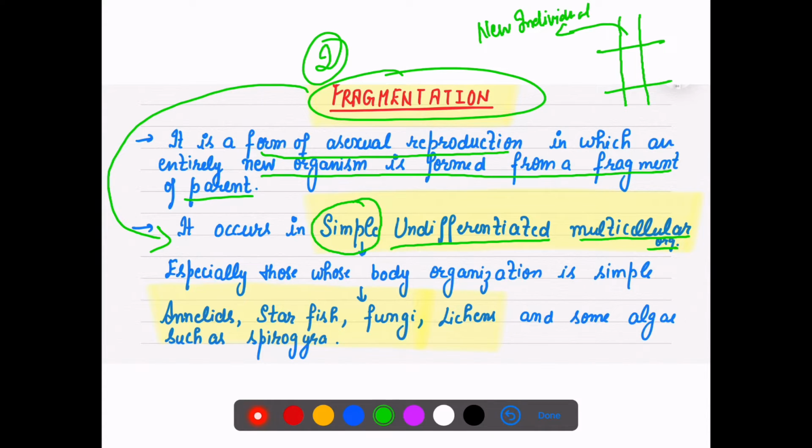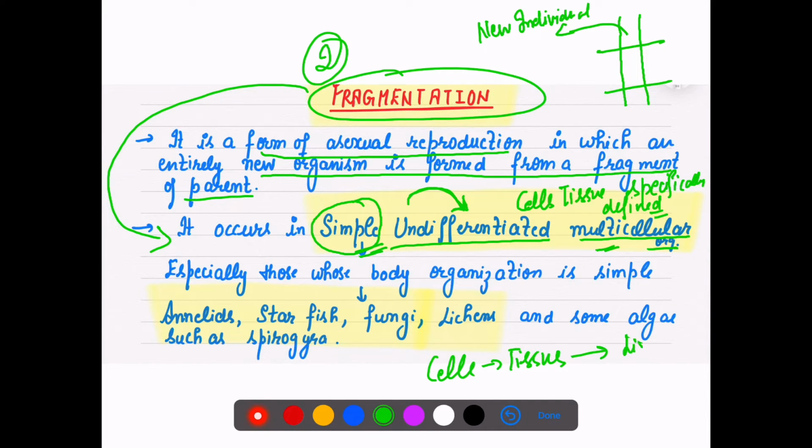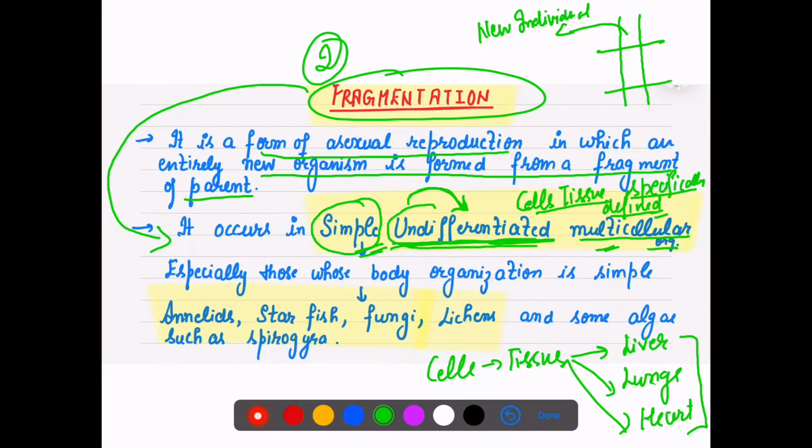undifferentiated multicellular organisms. Undifferentiated means they are multicellular but very simple organisms, in which the cells and tissues are not specifically defined for their functions. Like in our body, cells convert into tissues, and then these tissues go to a particular place, like the liver has particular types of tissues or cells, then the lungs, and then the heart. So everything is very specified. Undifferentiated means not all have been given duties, they are not specified in their function. So their body organization is very simple.